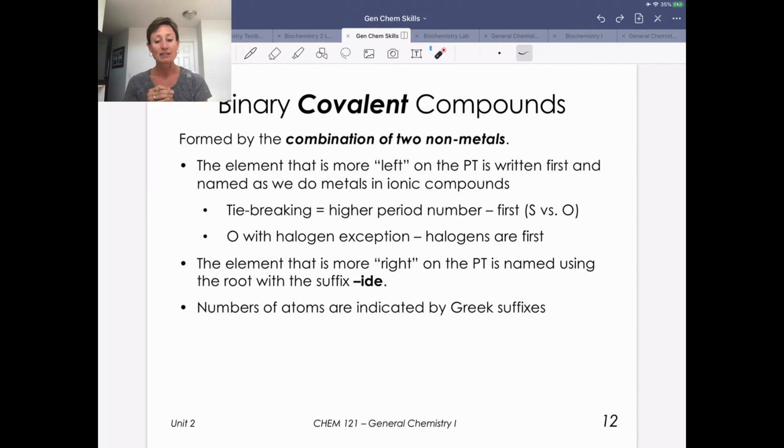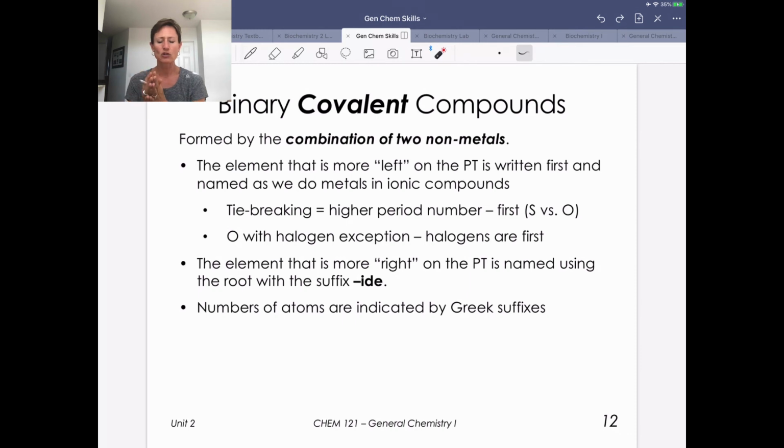But right here, we're just going to talk about combining two nonmetals, creating what we call binary covalent compounds. So again, how we're going to do this is if we grab two things from the right side of the periodic table, we're going to have something that's more on the left and something that's more on the right. Whoever is more left, we're going to call the cation and you're going to be written first. We almost treat this like it's an ionic compound.